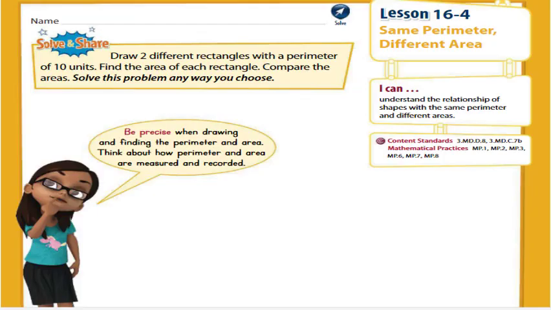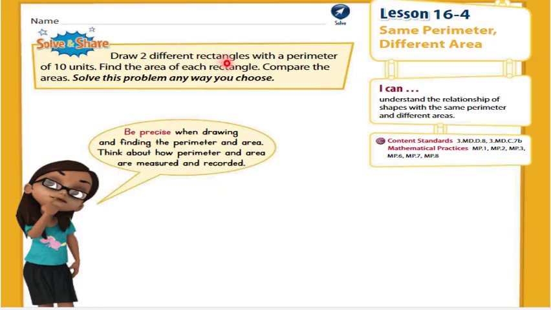Okay, so you have watched the video. Now quickly tell me, do polygons with the same perimeter have different areas, or do they always have the same area? Excellent, they can have different areas. Now let's solve a problem related to this.